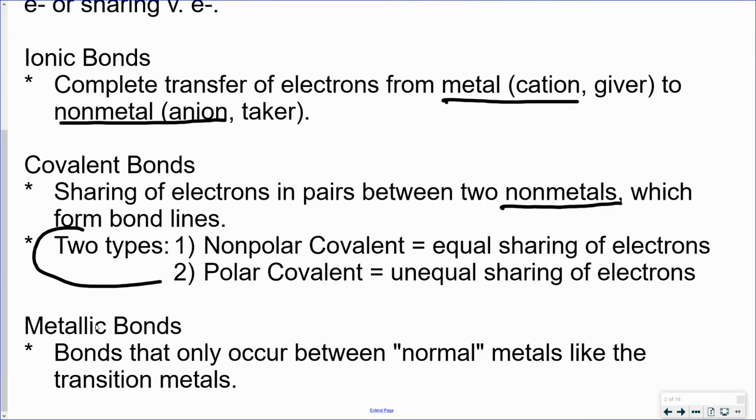And then finally, really the only one that happens between metals themselves is metallic. This really, we just want you to understand that metallic bonds are what allows us to have electronics and things like that, and allows electricity to flow through.